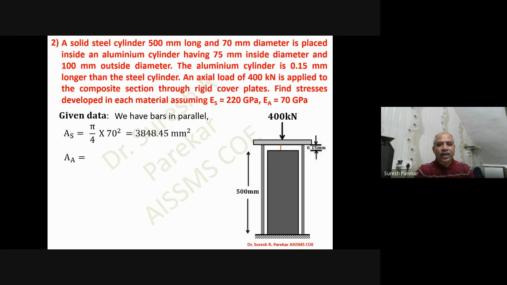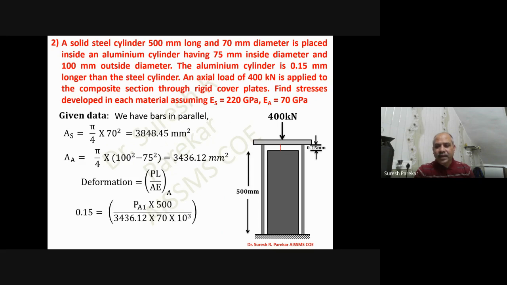And then the area of aluminum we have given, placed inside an aluminum cylinder, 75 diameter is directly given. So 100 square minus 75 square. And then we have to go for deformation of aluminum, which will be 0.15, and from this we will get the value of load required for aluminum to reduce by 0.15 millimeter, and that value comes 72.16 kilonewton. So out of 400, 72.16 kilonewton is used to reduce aluminum by 0.15 millimeter.